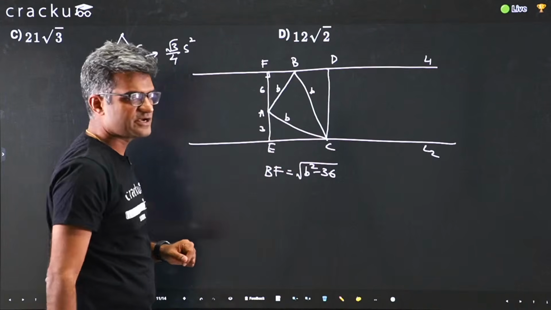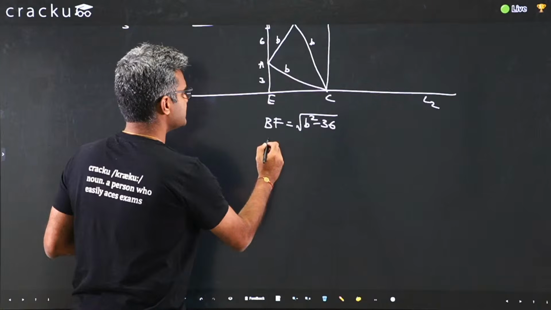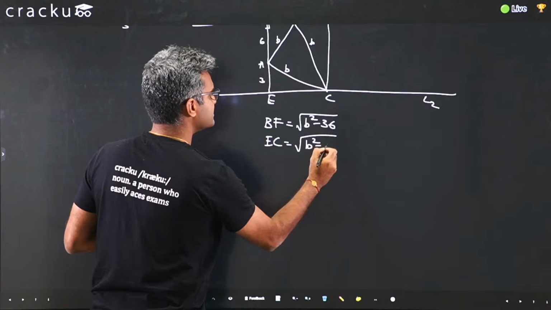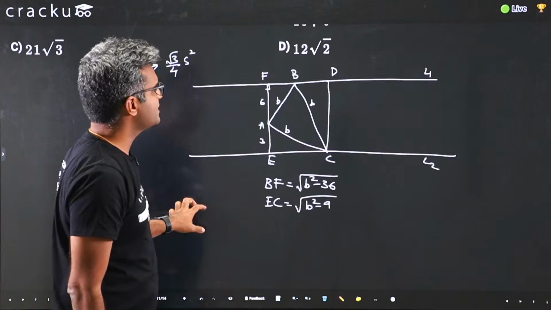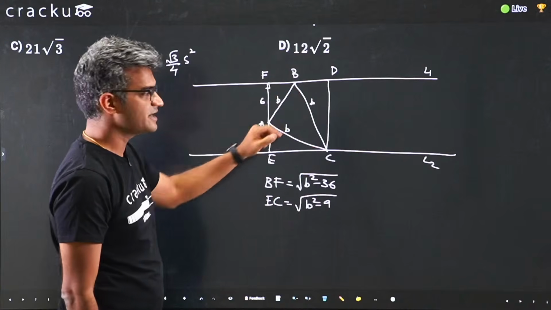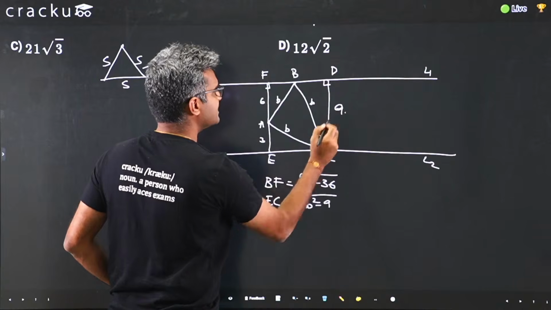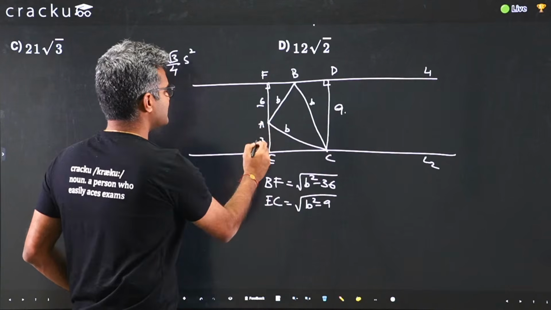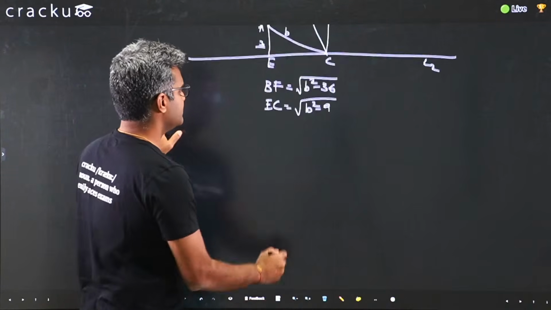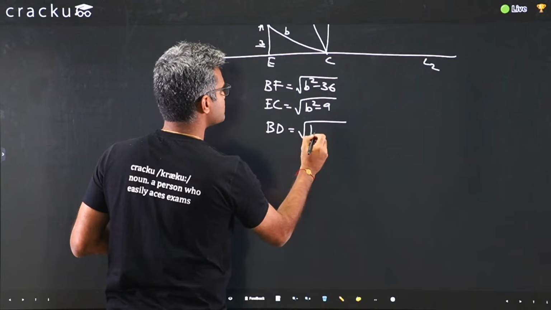What is the value of EC? AEC is also a right angle triangle. The hypotenuse is B, one side is 3. So EC is equal to square root of B square minus 9. Similarly, what is the value of BD? This is also a right angle triangle. B is the hypotenuse and this will be 9, CD. This is 6 plus 3 which is equal to 9. So the length of BD will be square root of B square minus 81.